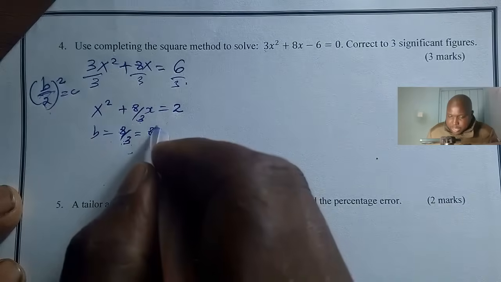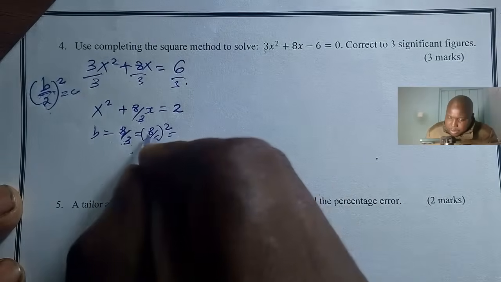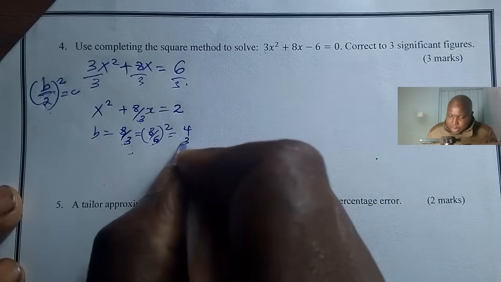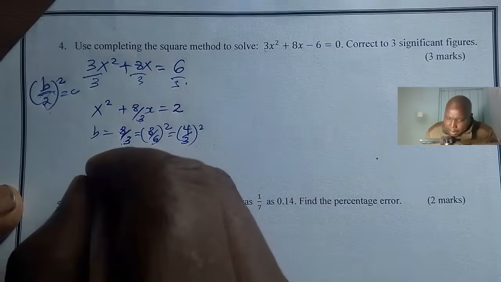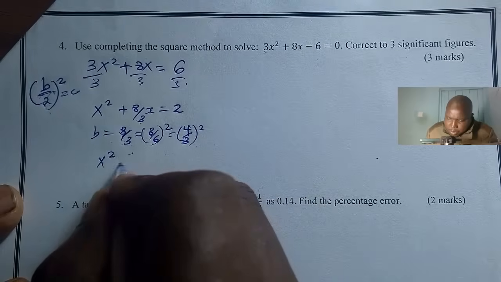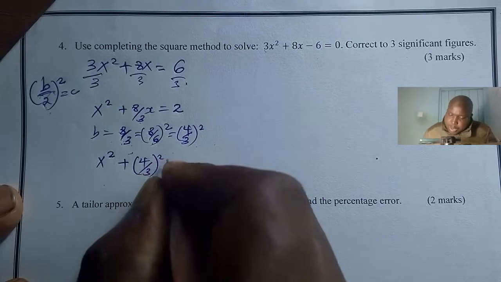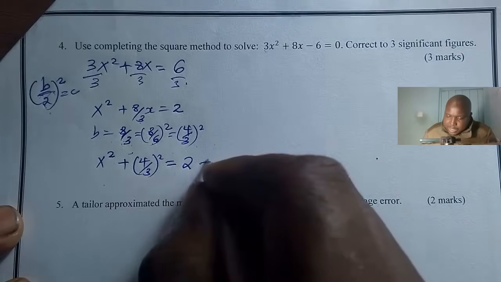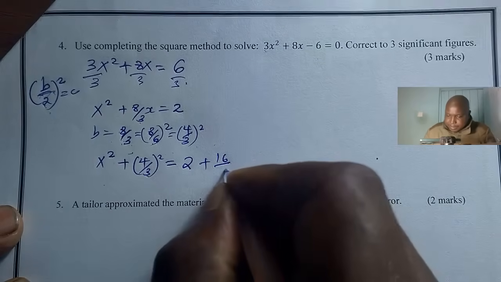Then we need to square this. So 2 goes here, 4; 2 goes here, 3. Square. Now let's put this expression this way. So x squared plus 8/3 x plus (4/3) squared is equal to 2. Now you add this to this side. The square of 4 is 16. The square of 3 is 9.